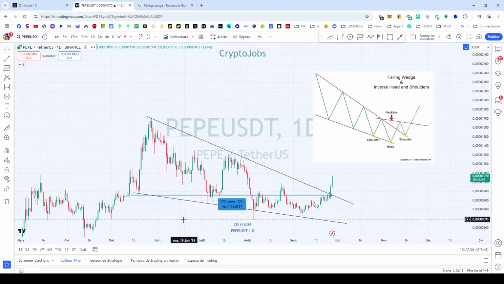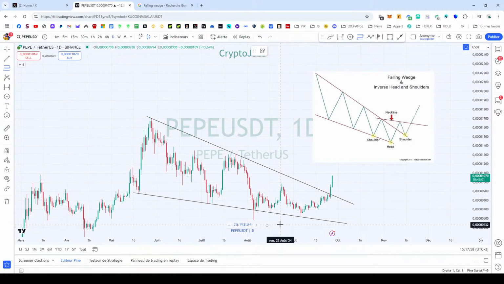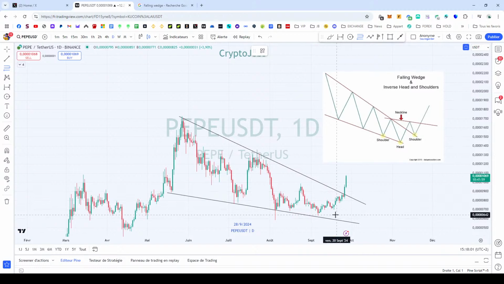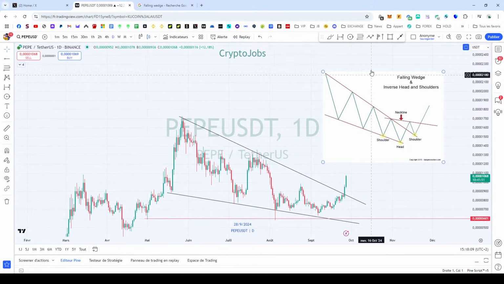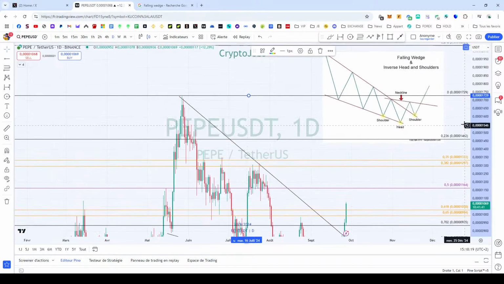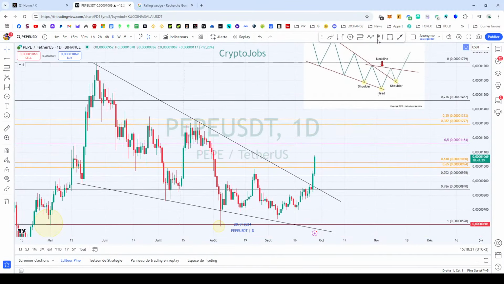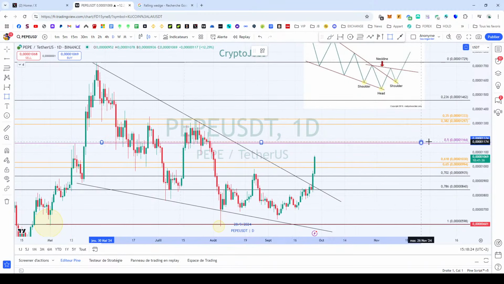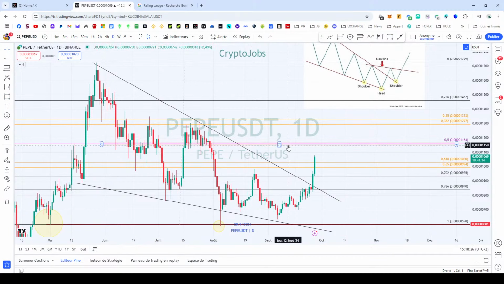But currently, to do it in a simple way, we can take the low right there. I will take this low. That was a pretty double bottom right there. If you draw the fib levels from this low to that high, you can see exactly what I said, the 50% fib level. This is exactly the same level I showed you in the futures.